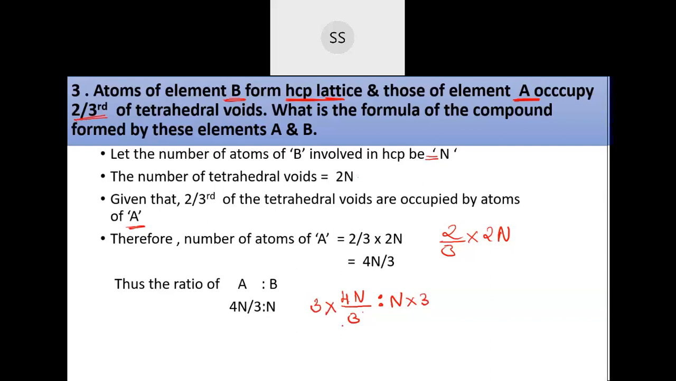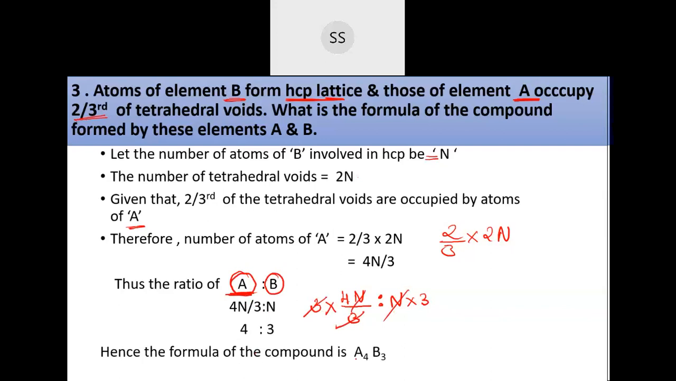So then here 3 and 3 will get cancelled. You will get 4 for A value. This n and n also will get cancelled. And this side you will get 3. So 4 is to 3 will be the answer. That means the number of atoms for A will be 4 and number of atoms for B will be 3. So A4, B3. Very good. I have got a few answers. So it is correct. Whatever you have got is the correct one. So A4, B3.